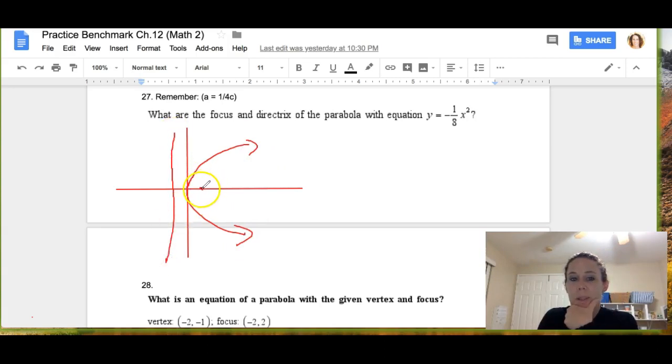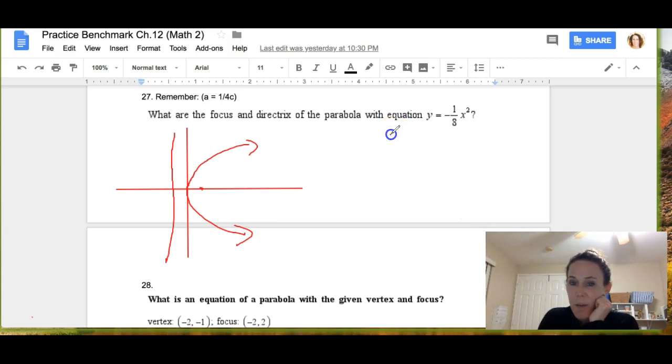So your parabola is the set of all points that are equidistant from the focus and the directrix. So every point on this parabola would be equally distant from here and this line. From here to here, here to here, here to here. That is how you define the parabola specifically.